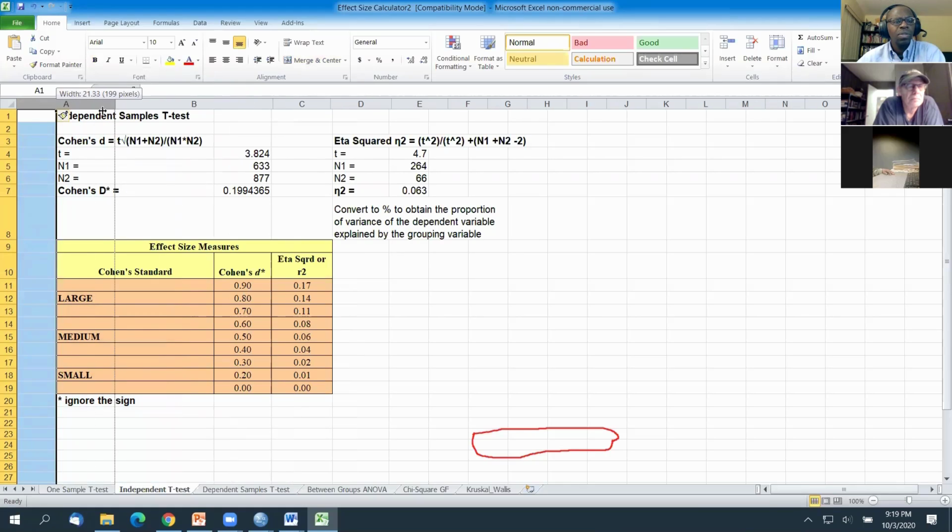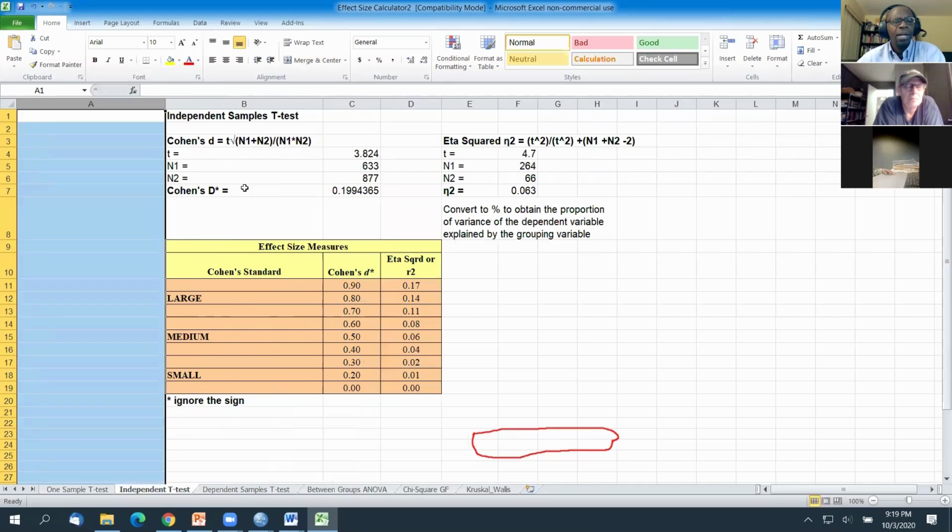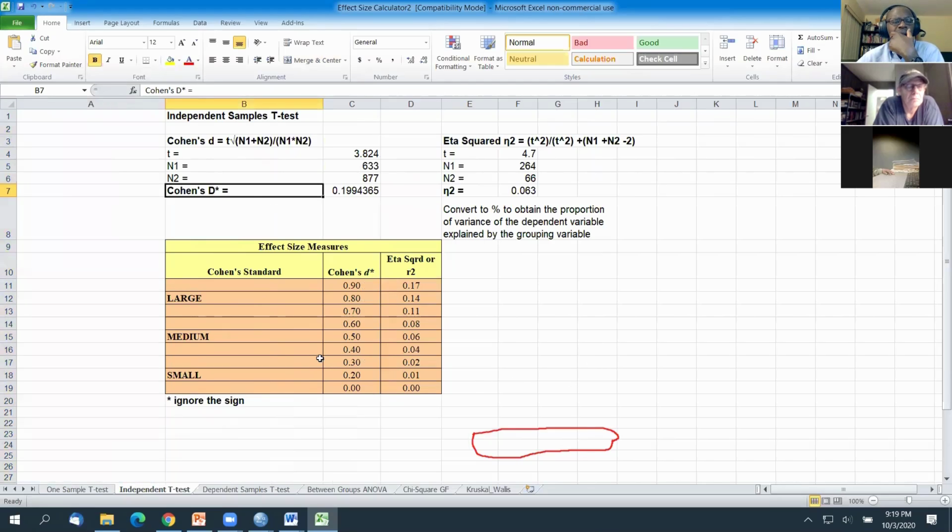I just want to center this. All right, so basically what this tells us is that we have a Cohen's d effect size measure of 0.199 or 0.20. And 0.20 falls right here, right? So make that a little bit bold.